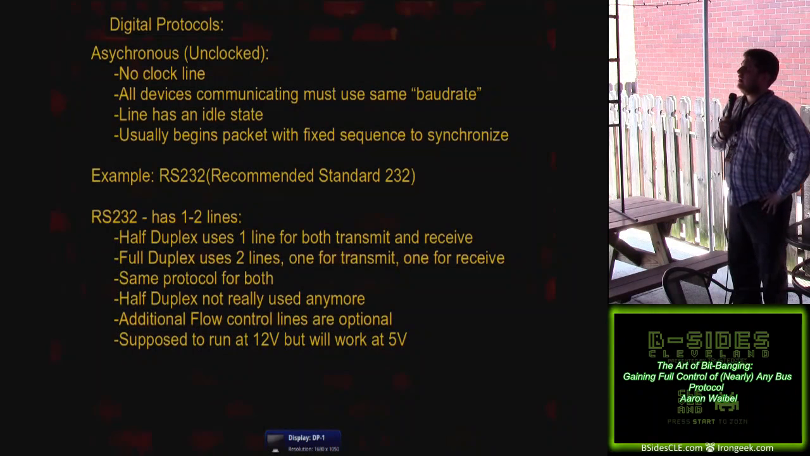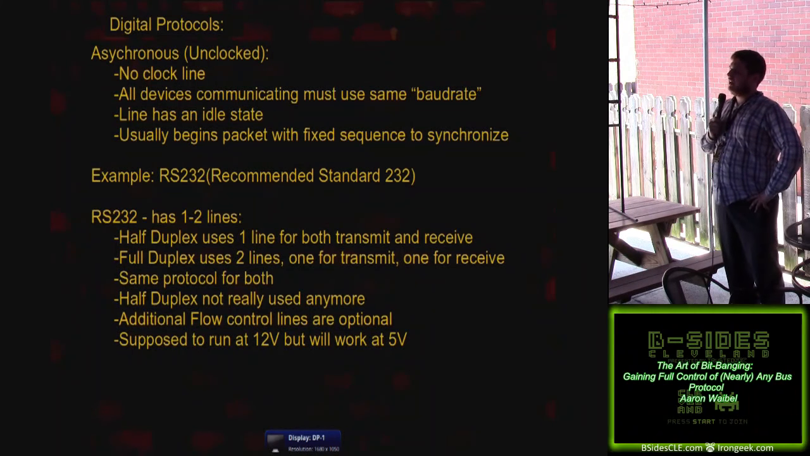Another type of bus you'll commonly see is called asynchronous. It has no clock line. Both devices just have to have precise enough timing to be able to measure it. An example of one of those is RS-232. Are you all familiar with RS-232? Okay, so there's no need to go into that.